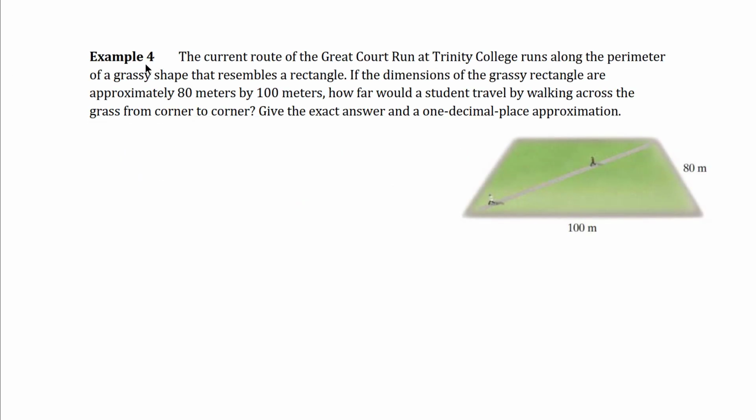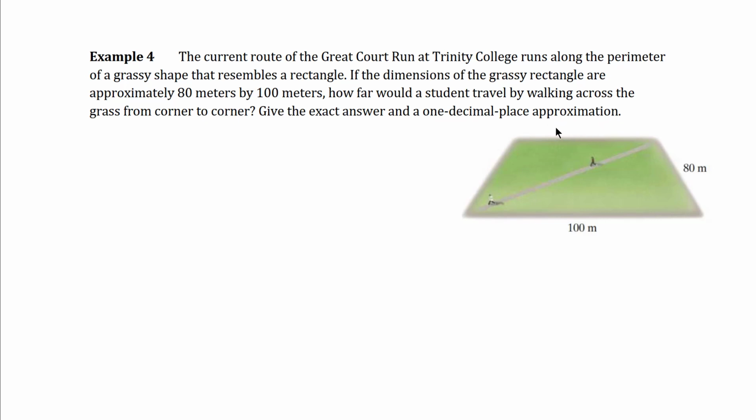In example number 4, the current route of the Great Court Run at Trinity College runs along the perimeter of a grassy shape that resembles a rectangle. If the dimensions of the grassy rectangle are approximately 80 meters by 100 meters, how far would a student travel by walking across the grass from corner to corner? Give an exact answer and a 1 decimal place approximation.